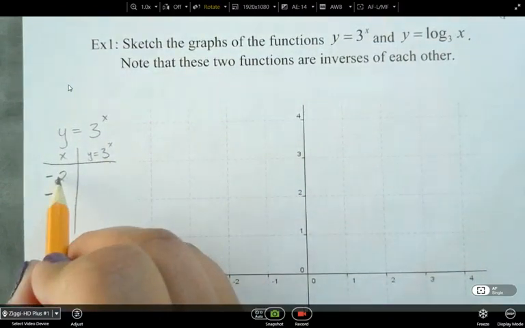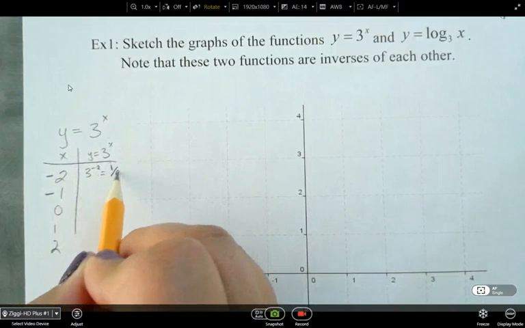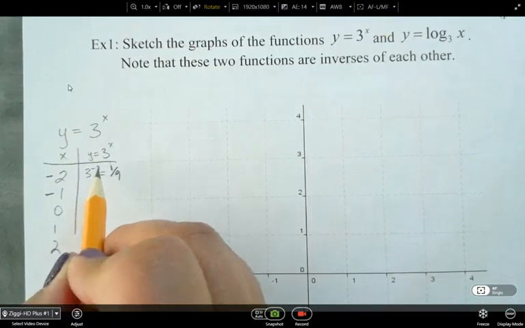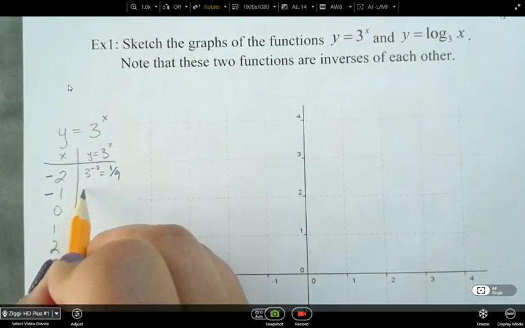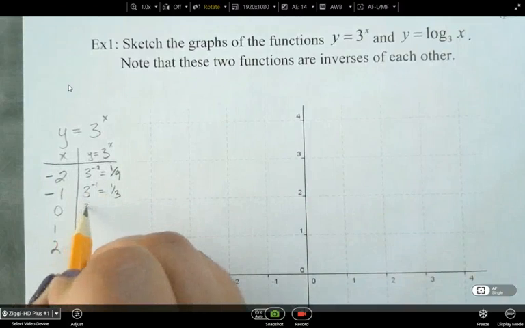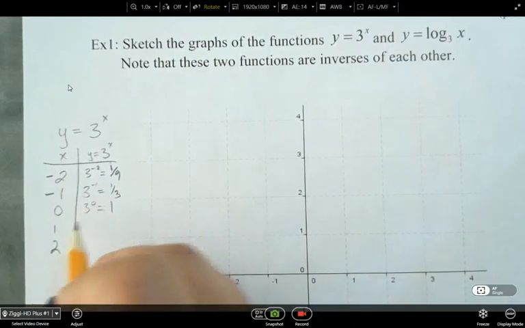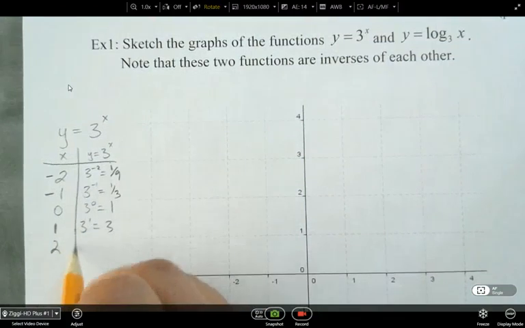So if I have -2 here, if I've got 3 to the power of -2, that gives me 1/9. The negative in the exponent makes it go into a fraction, right? Remember that? And then this is going to be 3 to the power of -1, which is 1/3. 3 to the power of 0 is 1, so 3 to the power of 1 is 3, and 3 to the power of 2 is 9.